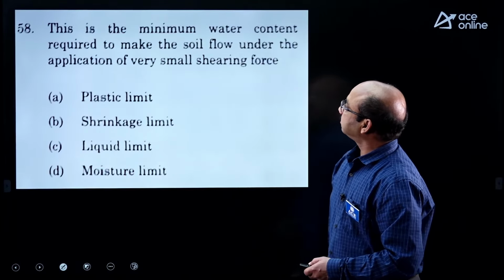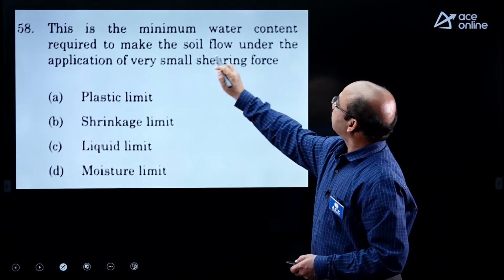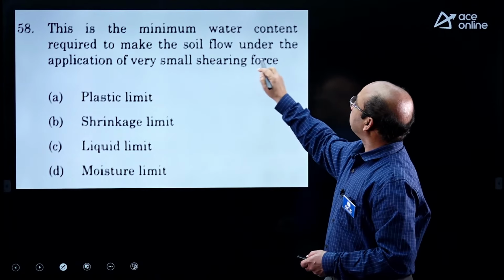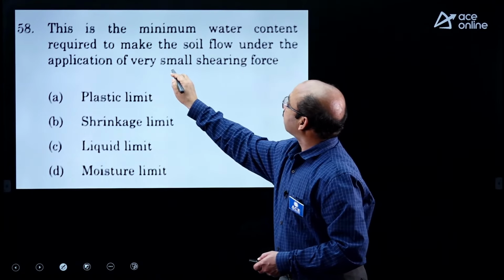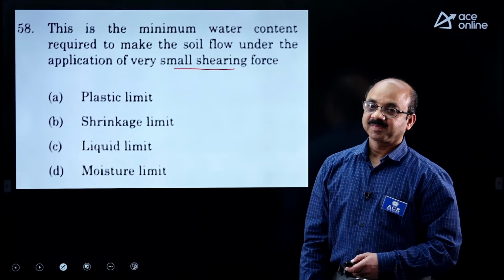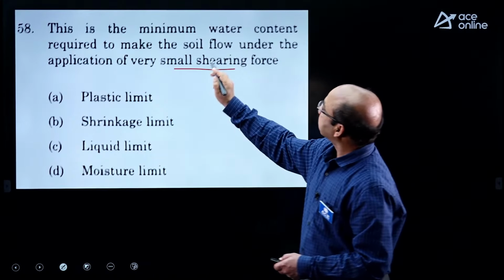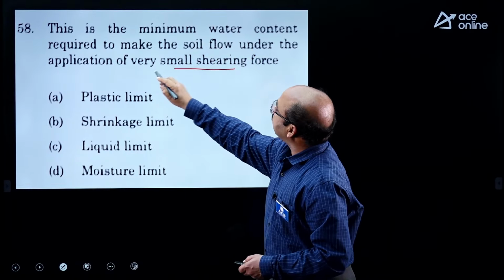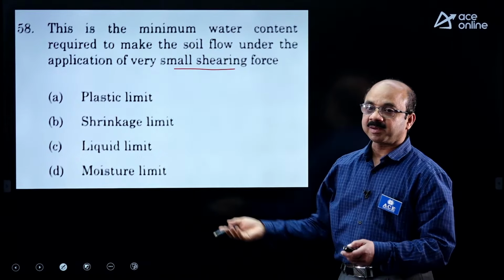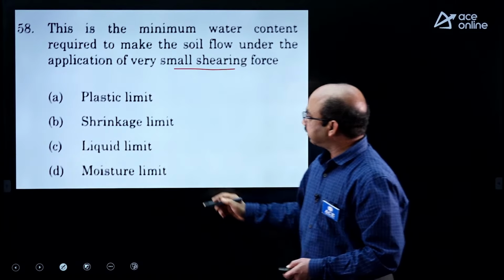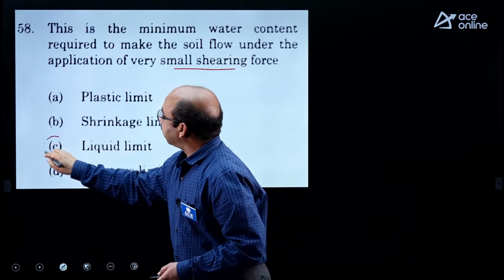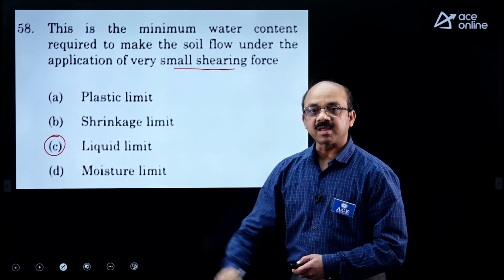The next question: this is the minimum water content required to make the soil flow under the application of very small shearing force. This is one of the definitions for the liquid limit. Minimum water content at which the soil can flow under the application of very small shearing force is nothing but the definition of liquid limit. Where is it? So this is the liquid limit. This is the answer.